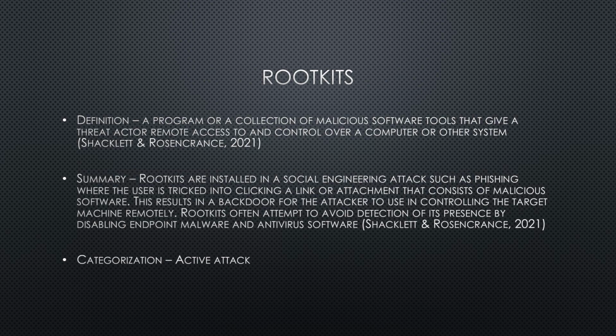A rootkit is a program or a collection of malicious software tools that give a threat actor remote access to and control over a computer or other system. Rootkits are installed in a social engineering attack such as phishing, where the user is tricked into clicking a link or attachment that consists of malicious software. This results in a backdoor for the attacker to use in controlling the target machine remotely. Rootkits often attempt to avoid detection of its presence by disabling endpoint malware and antivirus software.